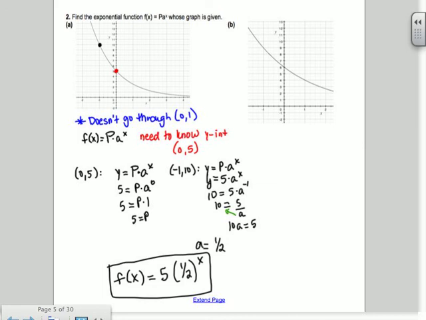Yeah, Taylor? Why did I put the 5 what? Because it says your function should look like a number times another number raised to the x. And we found p was 5, and then a was this. Okay, you guys try part B.